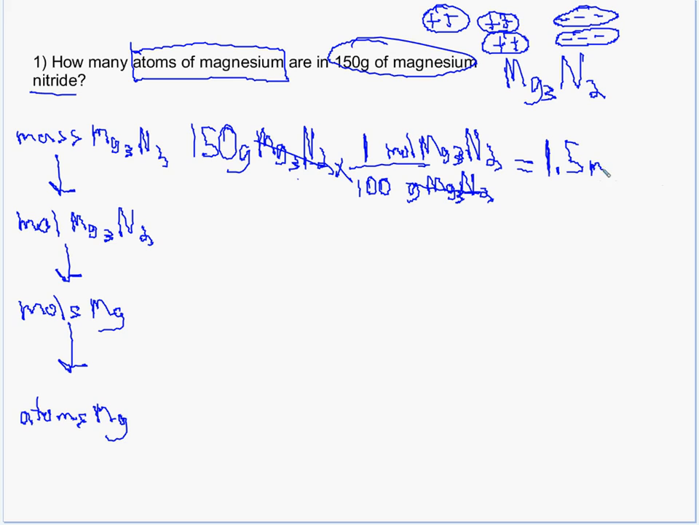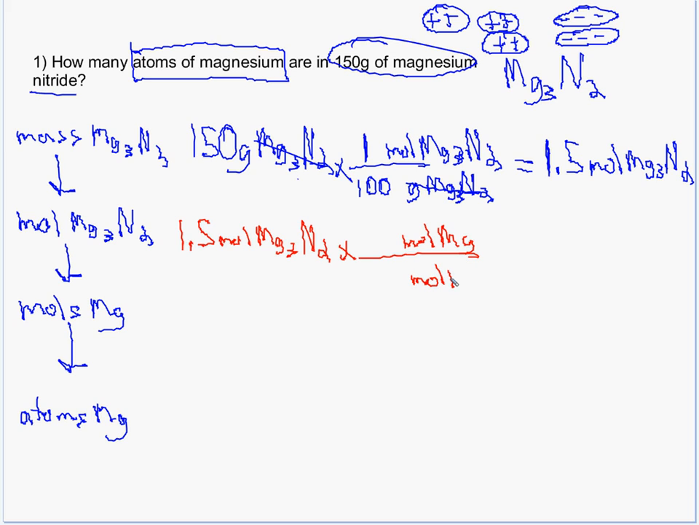1.5 moles of Mg3N2. Alright, I'm going to switch colors for the next step. So now I'm going to take this down, 1.5 moles of Mg3N2, and I'm going to convert to moles of Mg. So I want moles of Mg up here, moles of Mg3N2 down here. I know that there are 3 moles of Mg for every 1 mole of Mg3N2. That's what the subscript is telling me. This canceled. 3 times 1.5, that's 4.5 moles of Mg.